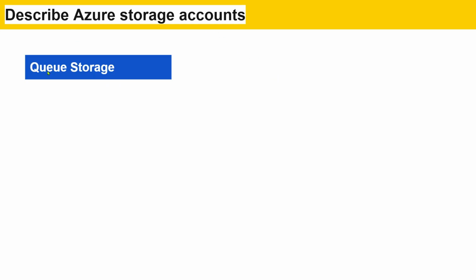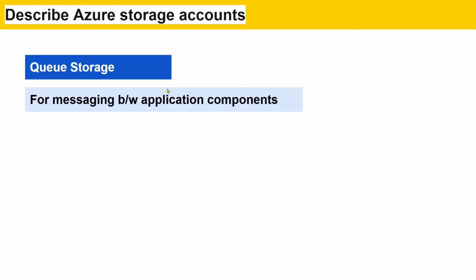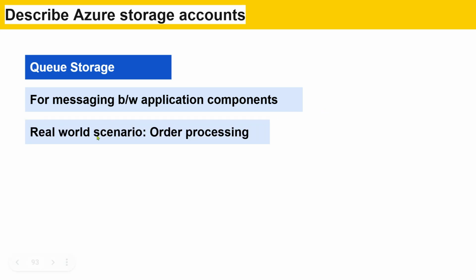The next storage solution is called queue storage. Now, what is queue storage? It is for messaging between application components. What does messaging between application components mean? Think of a real world scenario: order processing. Imagine there will be many components of the application which have to interact. Think the customer has placed an order, and then the application asks the customer to pay the amount. He paid the amount, but again, the application has to check whether the amount is received or not before proceeding further. Let's say if it has received, then it proceeds further.